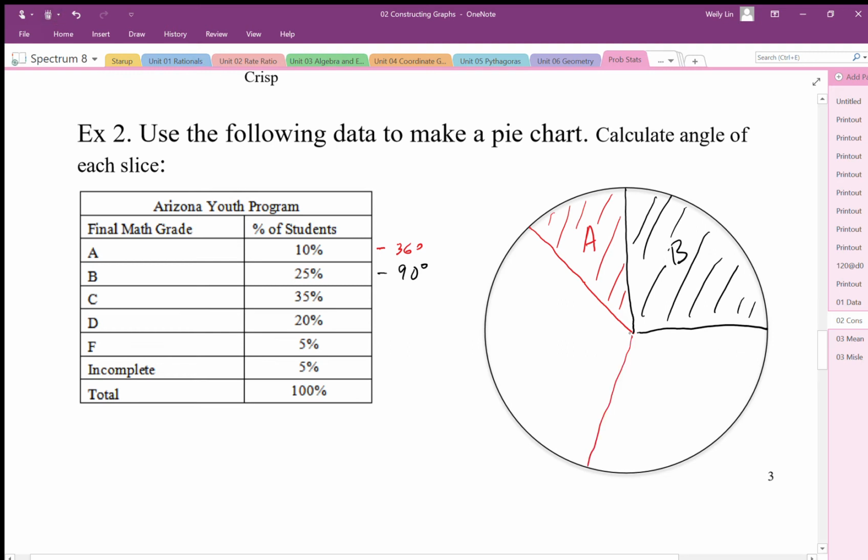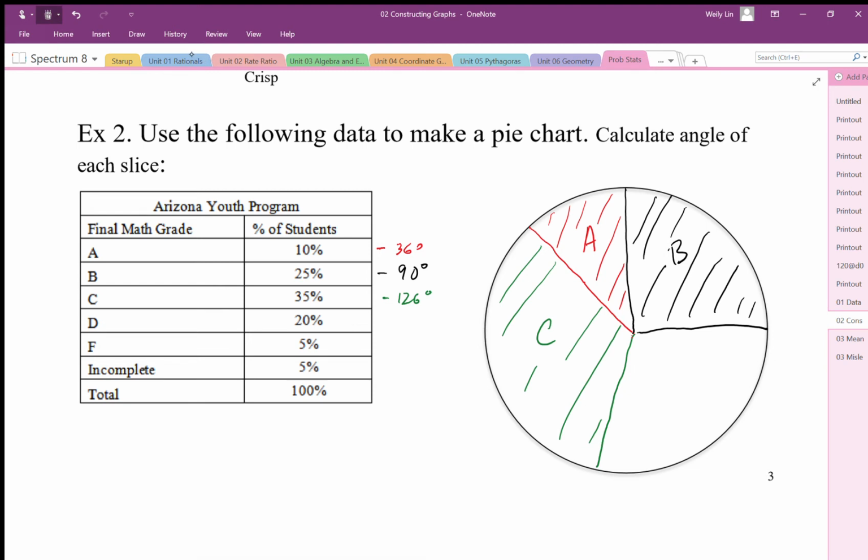And again, I want you to be a little bit more precise with that and actually measure the angle. So this is going to be C, grade of C. Lots of C's in this class, 126 degrees. Okay, and we have D is 72 degrees. Okay, 20% represents 72 degrees, so we're going to have a little bit less than 90, something like that. And so this is going to be my D.